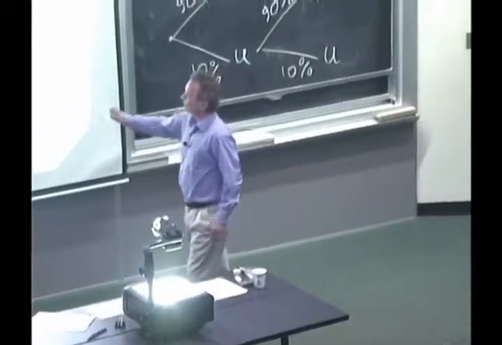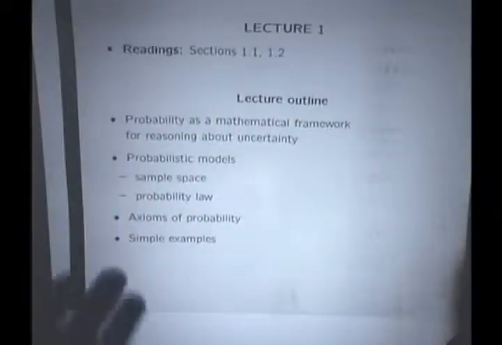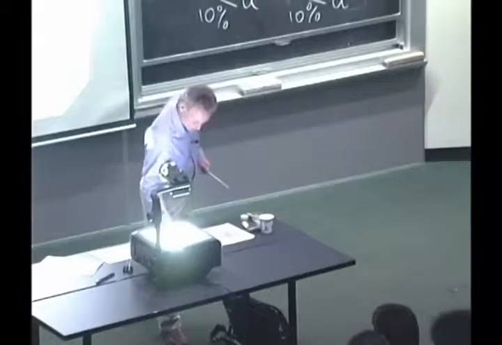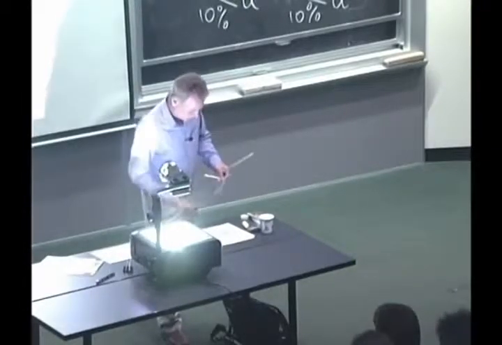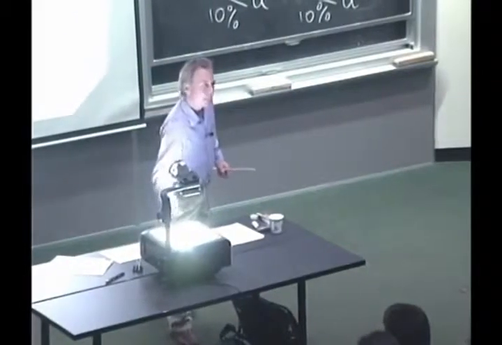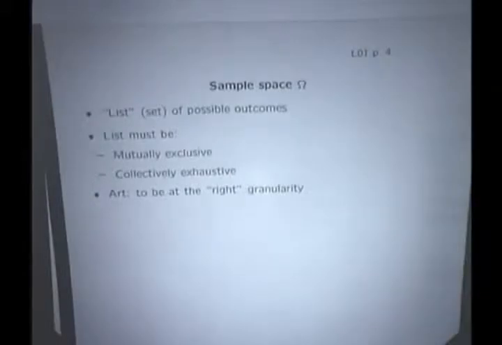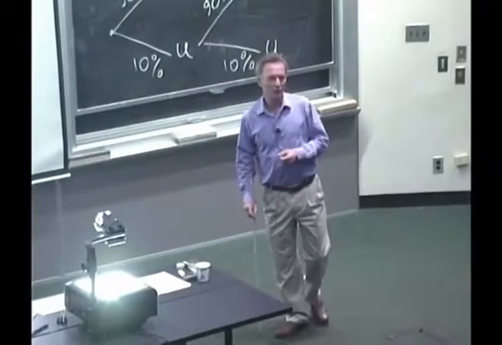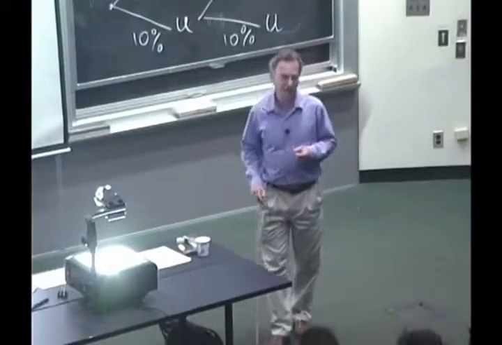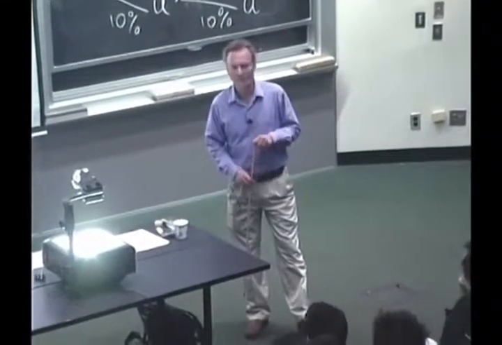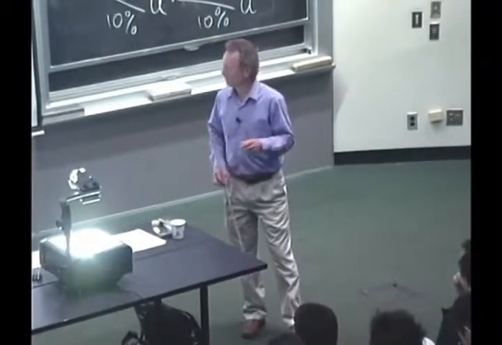The first piece in a probabilistic model is a description of the sample space of an experiment. So we do an experiment, and by experiment we just mean that something happens out there. And that something that happens could be flipping a coin, or rolling a die, or doing something in a card game.